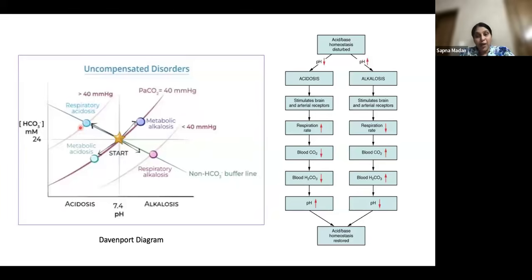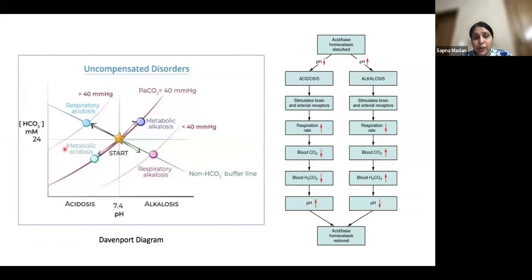So obviously, now it is important that you all know about the Davenport diagram, and you know that the normal pH is right in the center, where they will give you a star, and then they will mark a cross here and ask you what the condition is indicating. On the left side of this diagram is the acidosis, and on the right side it is alkalosis, because this is the pH. Lower pH is acidosis, higher pH is alkalosis. And on the Y axis, it is the bicarbonate.